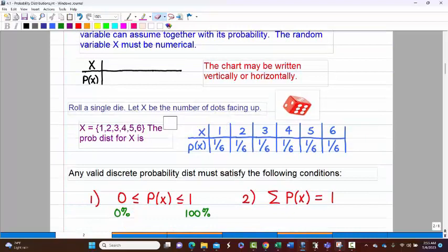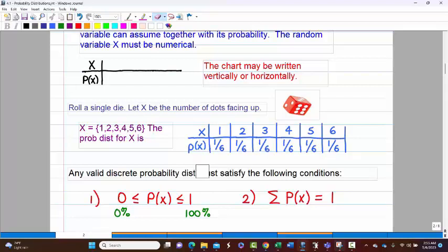X has to be numerical, so we roll a single die and let X be the number of dots facing up. The possible values of X would be 1, 2, 3, 4, 5, and 6. And then the probability of each individual number would be 1 out of 6. Now, don't assume that every time you do a distribution, the probabilities are all going to be the same. That's not true, but it is in this example.